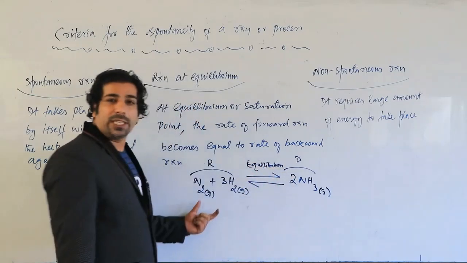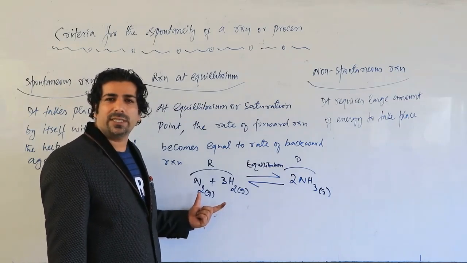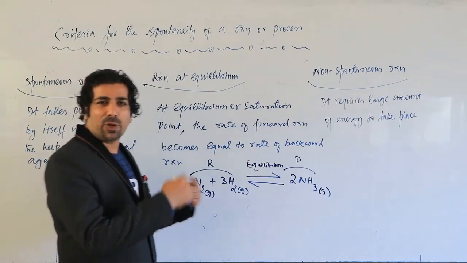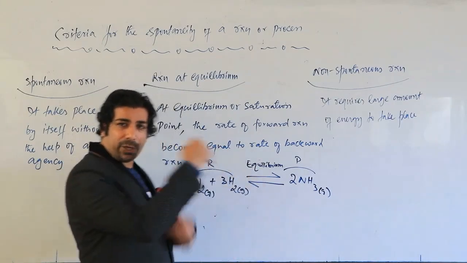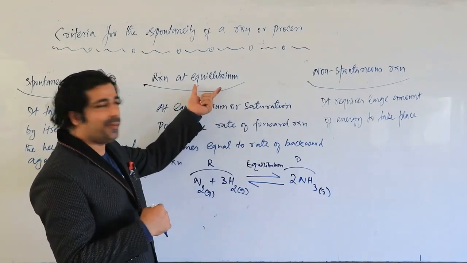So what is the total change in this process? The total change is 0. Because reactants are changing into products and products are changing back into the reactants. That we call equilibrium.